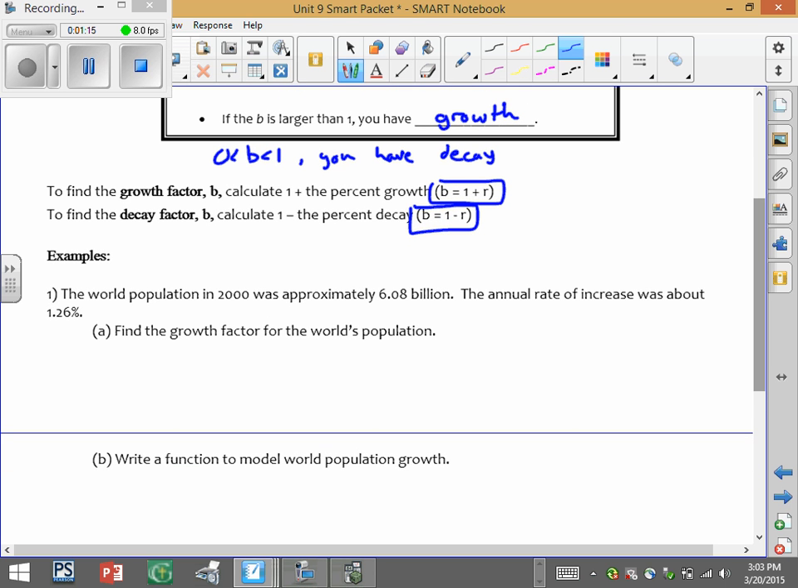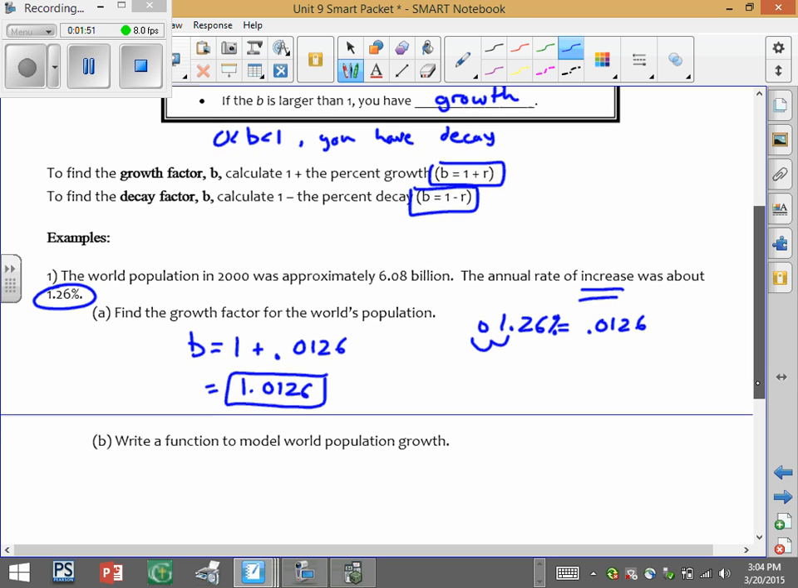So the world population in 2000 was about 6.08 billion. The annual rate of increase was about 1.26 percent. So the growth factor, which we're calling b, is 1 plus the rate. Now what we want to do is turn that percentage into a decimal. So 1.26 percent, change that to a decimal, is 0.0126, because we have to move the decimal 2 places, right? So our growth factor is 1.0126.